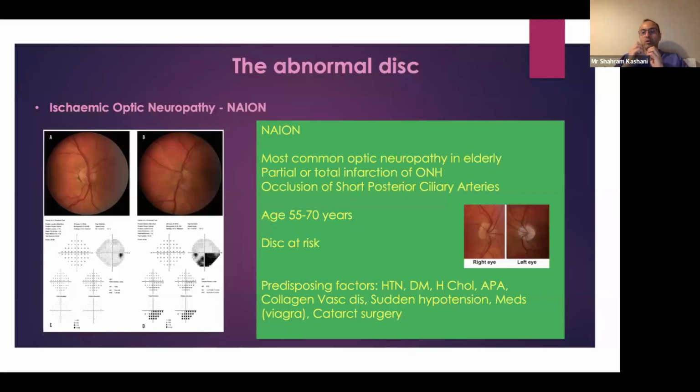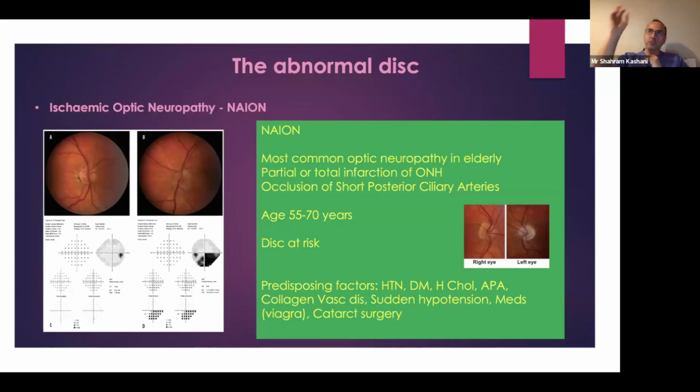And of course, one thing that does increase your risk is vascular causes like high blood pressure, diabetes, high cholesterol, antiphospholipid syndrome, collagen vascular disorders, and actually hypotension. So sometimes patients wake up in the morning with loss of vision, and that's because they've had a massive drop in the blood pressure. And as a result of that, they get this kind of ischemic optic neuropathy. So the disc would be swollen because it's not your central retinal artery that's affected, it's the posterior ciliaries that have blocked. And the patient will have a visual field defect.